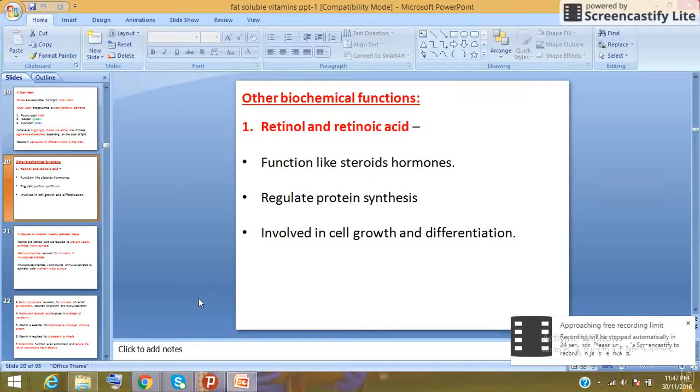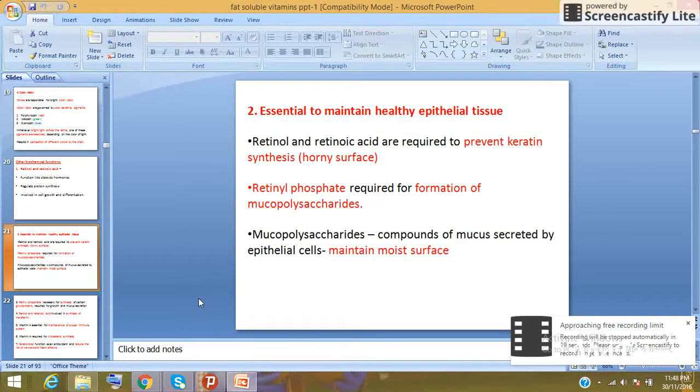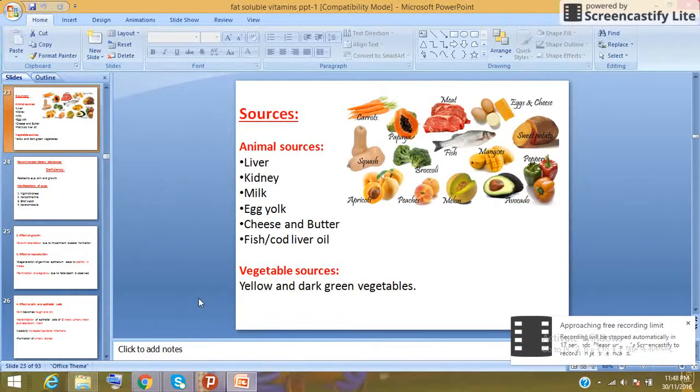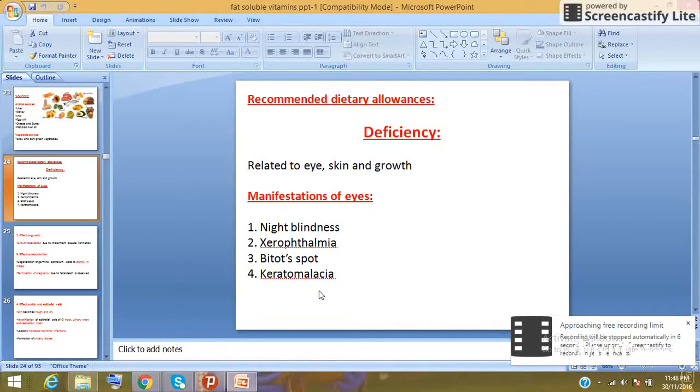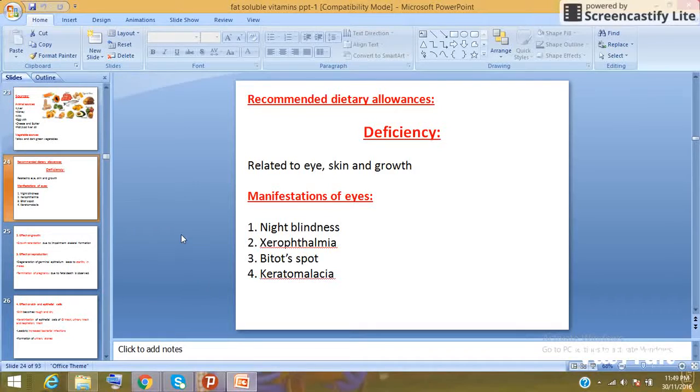Other biochemical functions include steroid-hormone-like action, regulating protein synthesis involved in cell growth and differentiation. These are the sources: liver, kidney, milk, egg yolk, cheese, and fish. Vegetable sources: yellow and dark green vegetables. Deficiency causes problems related to eye, skin, and growth. Manifestations in the eyes: night blindness. The deficiency of vitamin A leads to night blindness, xerophthalmia, Bitot's spots, and keratomalacia.